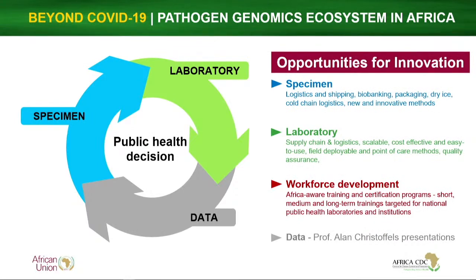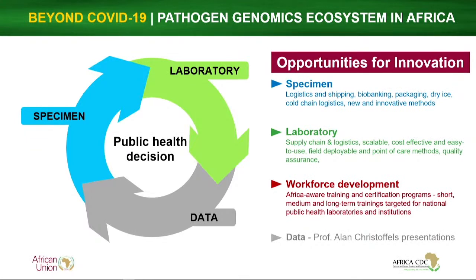In the laboratory space, the supply chain, we faced several challenges in access to this technology because we don't have any local manufacturing or local distribution in the continent. So we were 100% dependent on others, and usually we have to wait for a longer period to get access to these sequencing reagents. So the supply chain, the logistics, as it was said, scalable, cost-effective methods that can be easy to use, easy to be deployed in the field, methods that do not require complex infrastructure. These are the kind of opportunities, I think, for further innovation.